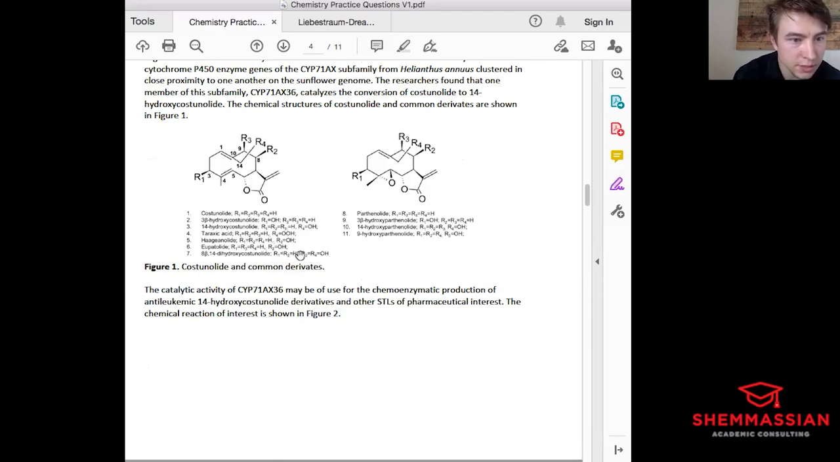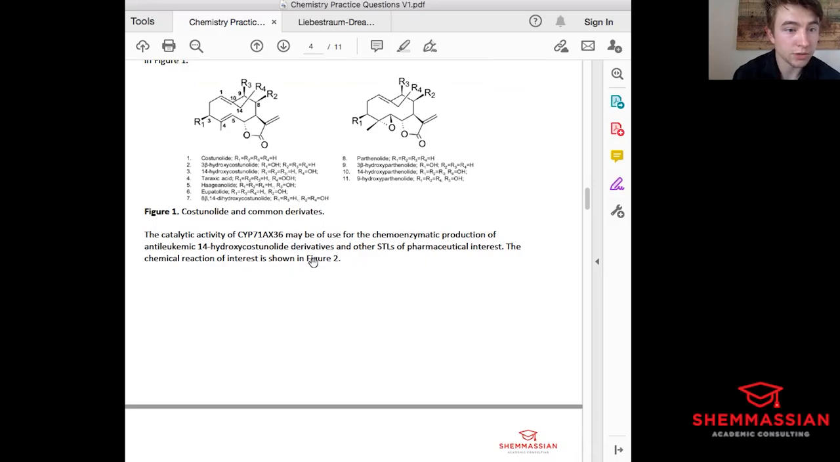Okay, so this one does. Compound 5 has one. Compound 7 has two OH groups, so I'm guessing it'll be that one. This is the only derivative of costunolide that has two OH groups. Both R1 and R2 and R4 have OH groups.